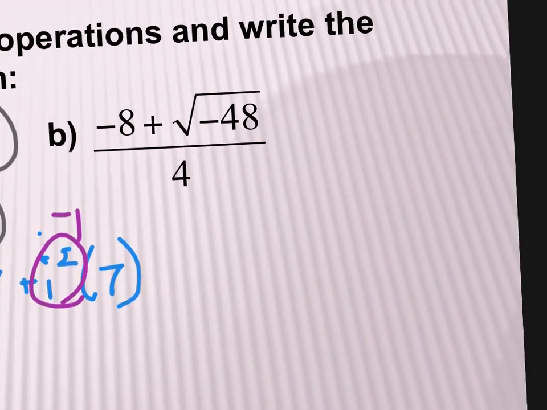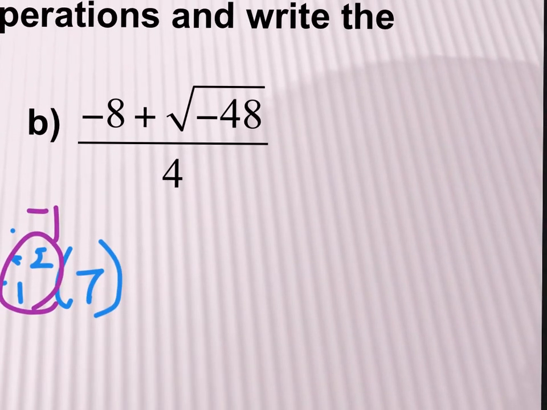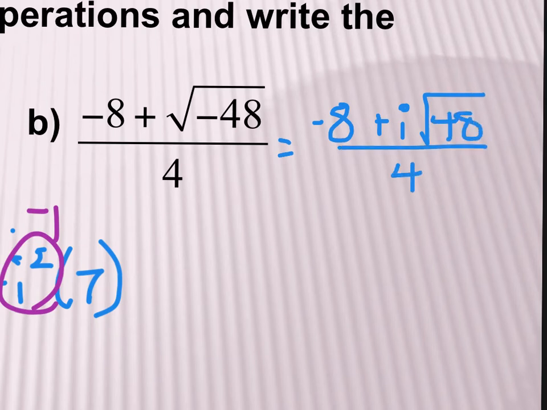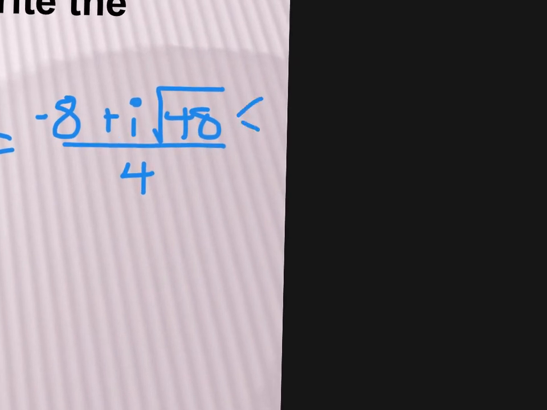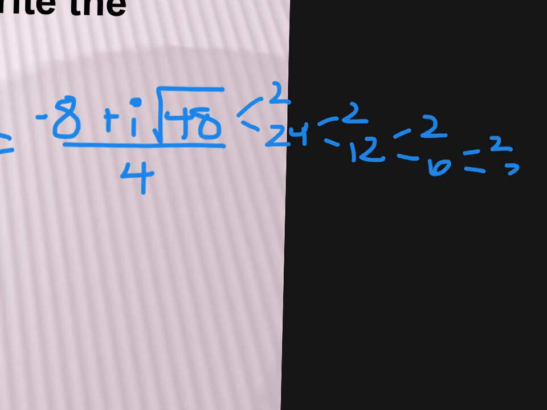Okay, B. So now I've got a negative under a root in the top. So this becomes negative 8 plus i root 48 over 4. And now I want to simplify that square root of 48. So this is 2 and 24, 2 and 12, 2 and 6, 2 and 3.